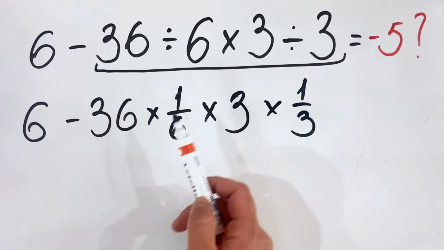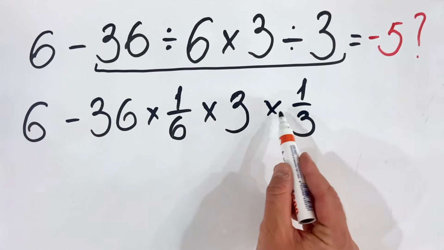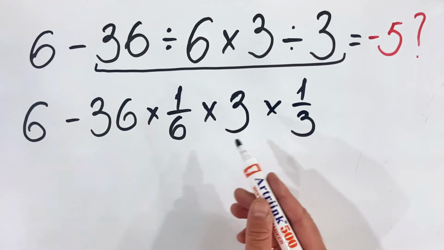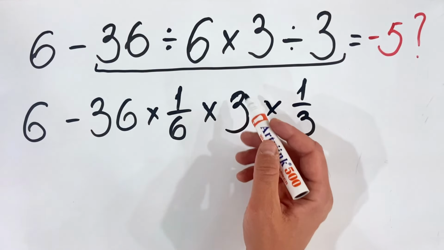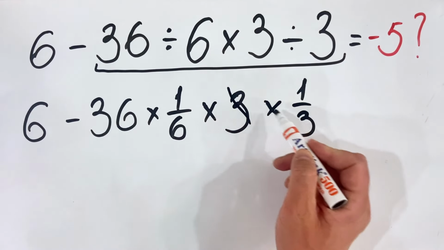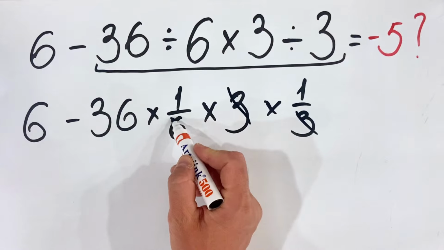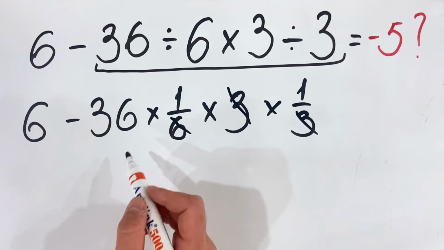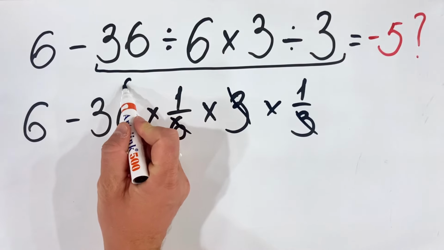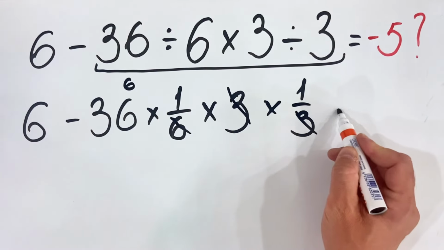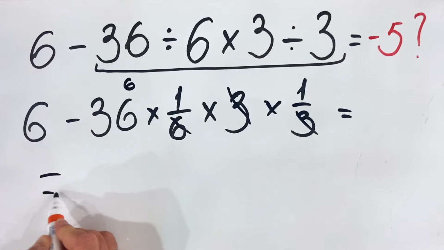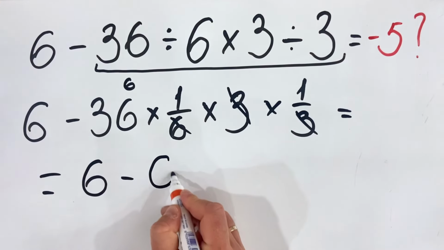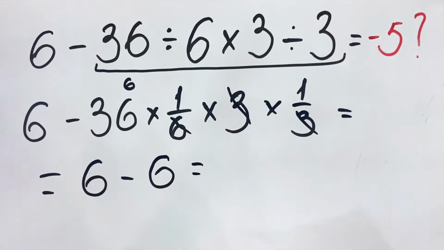Because we wrote division as multiplication, so now we have one sign. What we can do, we can combine them with the numbers that will be easier for us to calculate. For example, in this case, we can cancel 3 with 3, and here we can cancel 6, and 36 divided by 6, here we have 6. So in the end, what we get is 6 minus 6, and the result is 0.